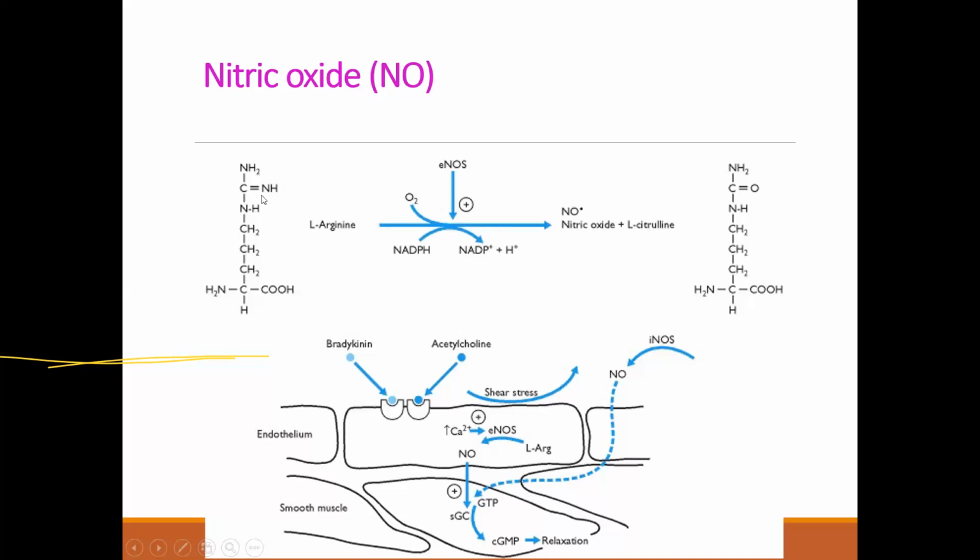This is the structure of L-arginine. Okay, and by the help of nitric oxide synthase and also the reducing equivalent NADPH, the product is nitric oxide together with another type of amino acid we call L-citrulline.